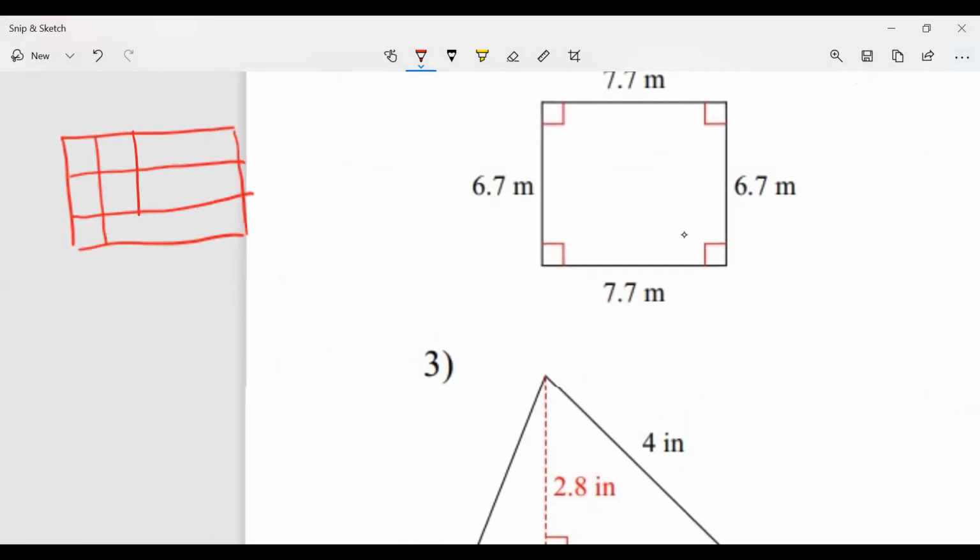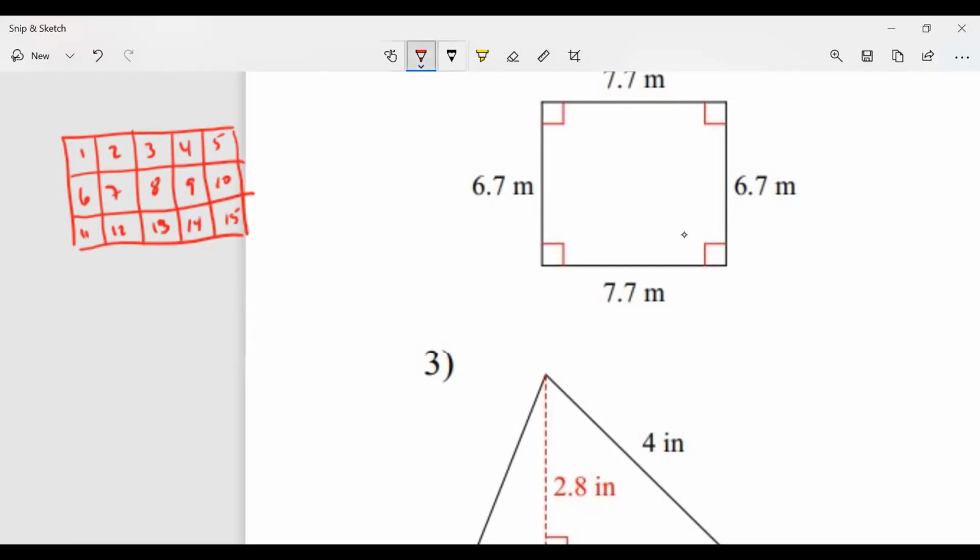I'm gonna go this way. We can count the squares, right? We have 1, 2, 3, 4, 5, 6, 7, 8, 9, 10, 11, 12, 13, 14, and 15. So it's doable. Remember, area means how many squares we have in there. Okay. Now, there's going to be some formulas. Things are going to make it easier.